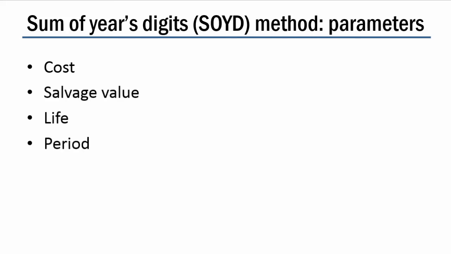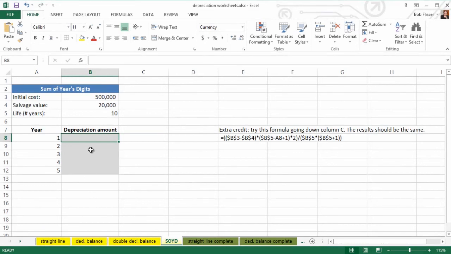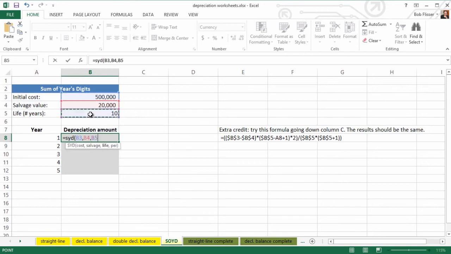So there's really not much more here. And the syntax is predictable. SYD is the name of the function, and then you simply plug in those 4 parameters with commas in between them. So let's go do it. In the SOYD worksheet, I'll click here on cell B8, and I'll say equals SYD, open the parenthesis, and there it gives us a little syntax help. So there's the cost, comma, salvage value, comma, life, comma, period.